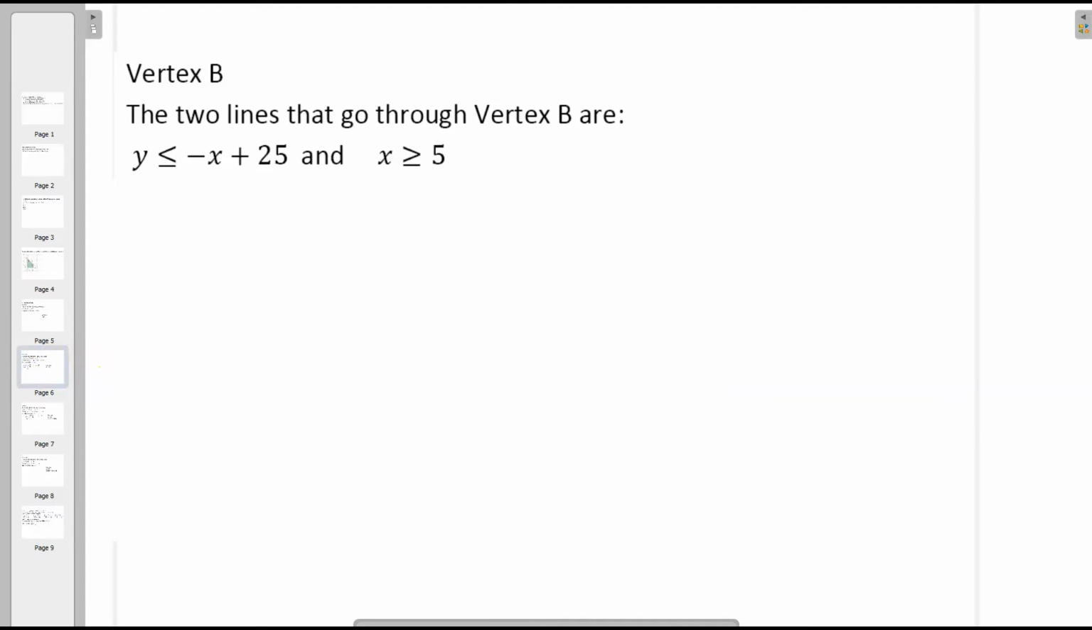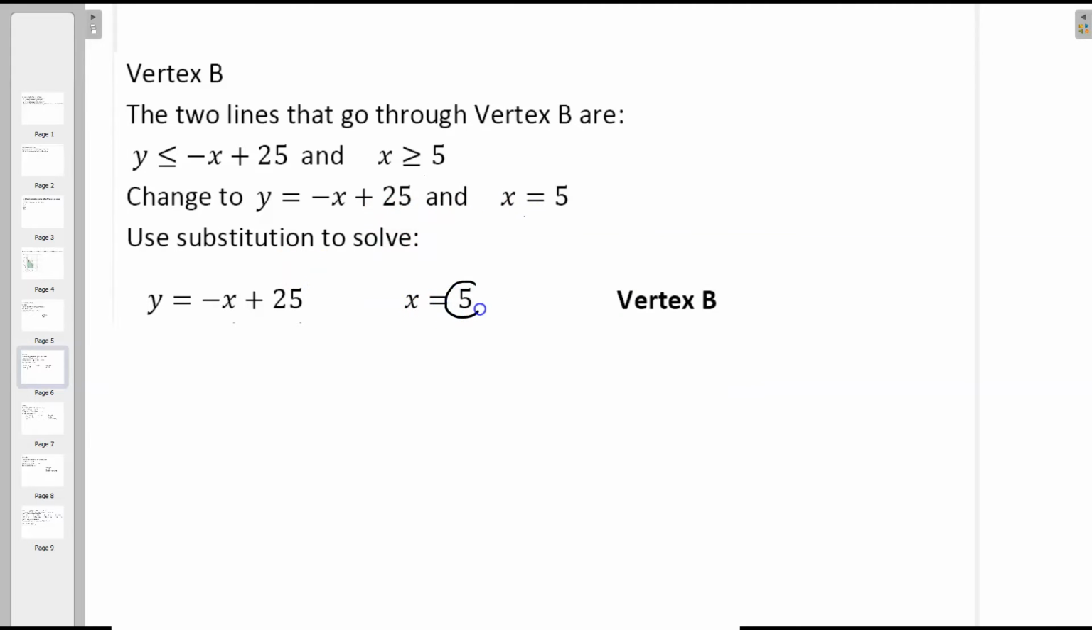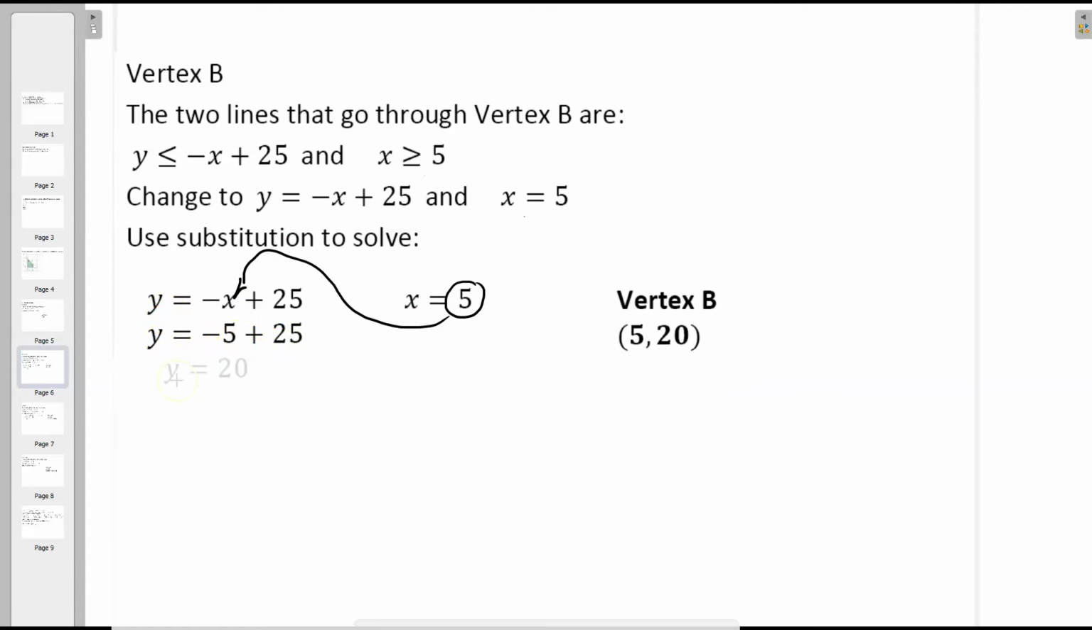Going to vertex B, the two lines that go through vertex B, Y less than or equal to negative X plus 25, and X greater than or equal to 5, we change those two equations, and again use substitution to solve. This time we substitute the 5 in for X, and so we change that to Y equal to negative 5 plus 25, which is Y equal to 20.